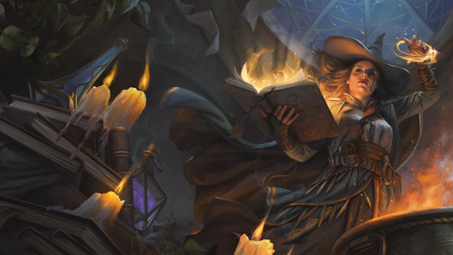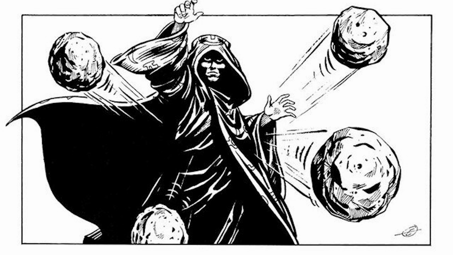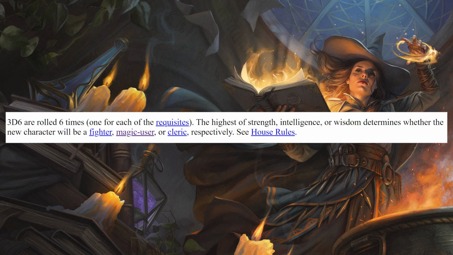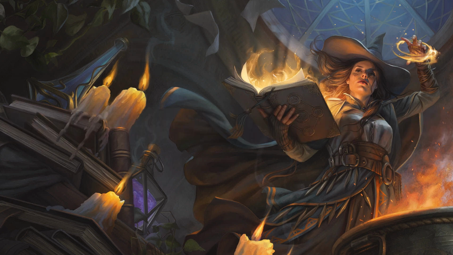In a vein that might seem unorthodox today, you didn't exactly decide to be a Magic User, but rather it was almost decided for you in a sense. In original D&D, you rolled your ability scores, which were then called requisites, by rolling 3d6 in order, meaning you started with Strength, then Intelligence, Wisdom, Constitution, Dexterity, and Charisma, and your highest of Strength, Intelligence, or Wisdom would determine if you were a Fighting Man, Magic User, or Cleric respectively.